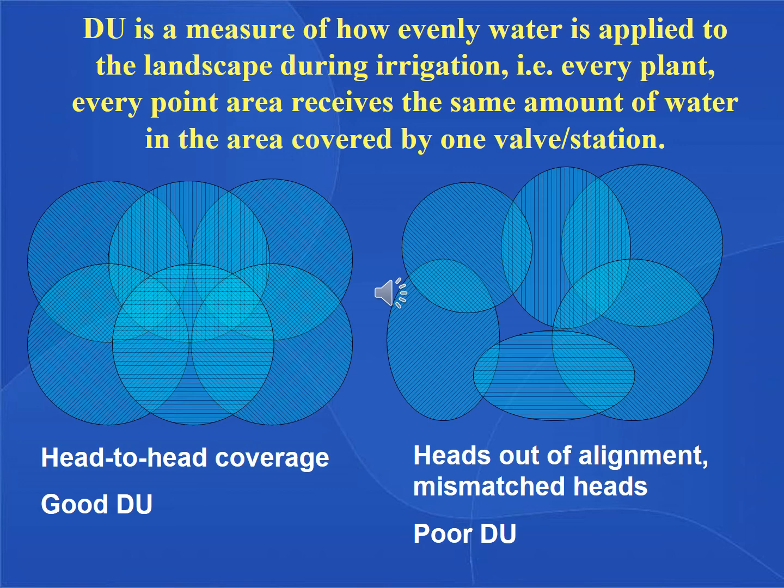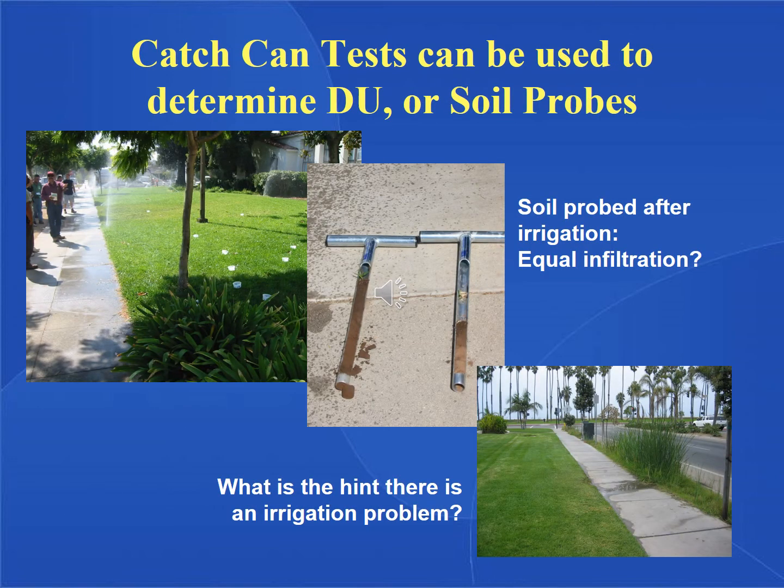If there's a lot of overlap, and sometimes sprinkler heads are covering one area 3 different ways from 3 different heads, so there's 3 times as much water going to some areas and 0 water going to other areas, that's poor distribution uniformity. The heads are out of alignment or mismatched. They weren't designed to apply water very evenly. Catch can tests are used to determine the DU in addition to determining the precipitation or application rate. Those things mean the same thing, precipitation rate and application rate.